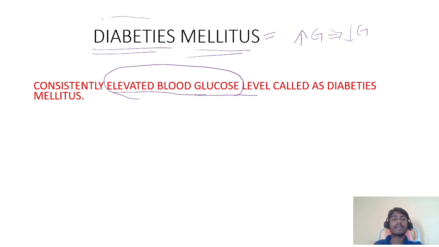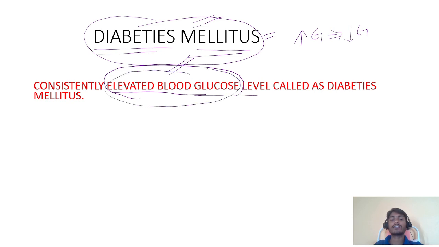But in what case can we call it diabetes mellitus? When consistently for many days, up to 3 months or 6 months, there is a continuous elevation of blood glucose level. That condition only we can call diabetes mellitus.